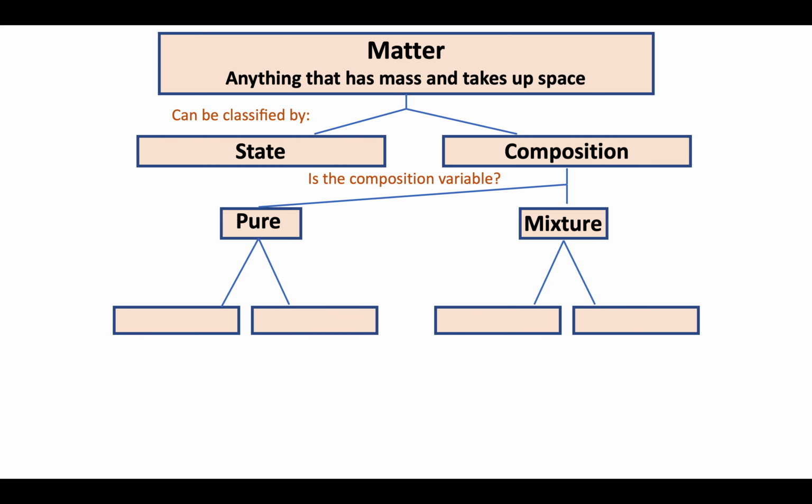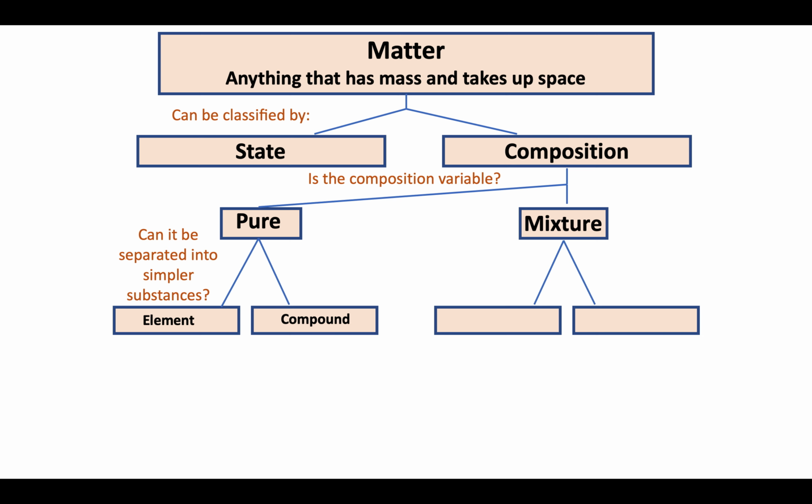So the first thing we're going to do is look at matter that has a pure composition. So something with a pure composition is made up of only one component. Once we figure out that our matter is composed of only one component, we can ask ourselves, can it be separated into simpler substances? And depending on our answer, we'll get either an element or a compound.